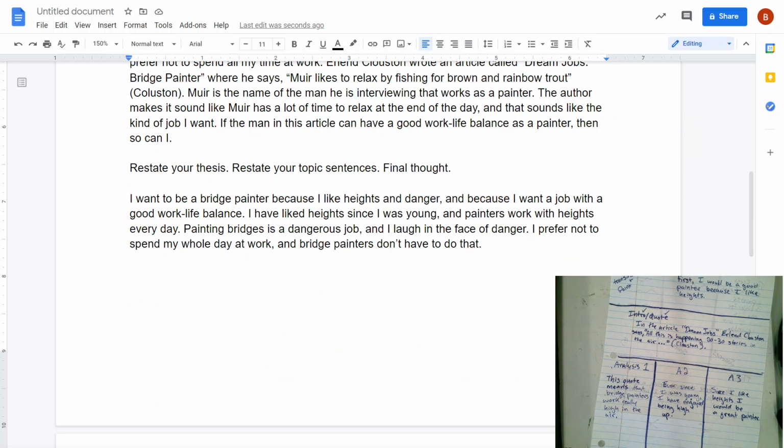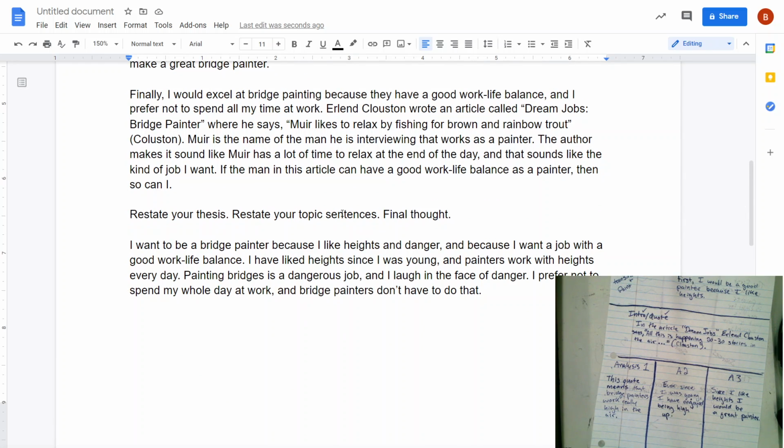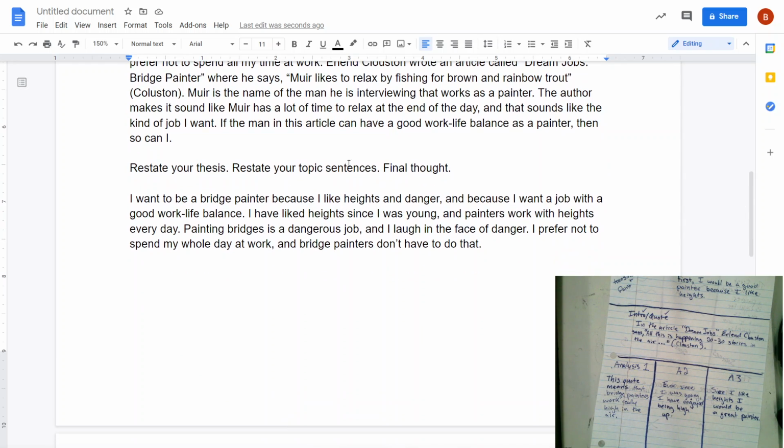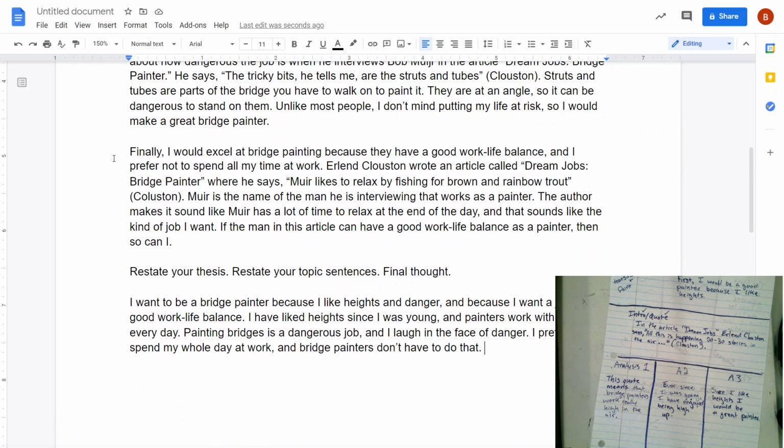Okay, so here I've taken an idea from each of my paragraphs and restated them. The last one came from my topic sentence because my topic sentence was actually a little longer than the other ones. This one says I would excel at being a bridge painter because they have a good work balance, and I prefer not to spend all my time at work. So I was able to restate that as I prefer not to spend my whole day at work, and bridge painters don't have to do that.